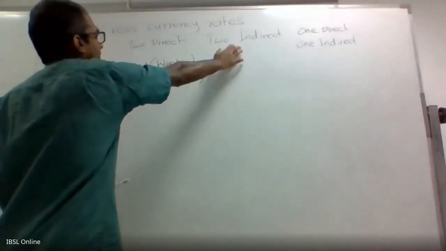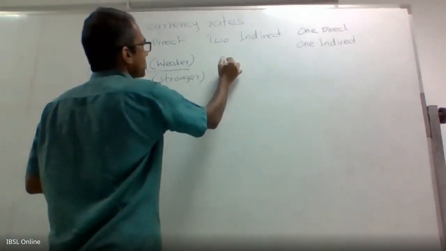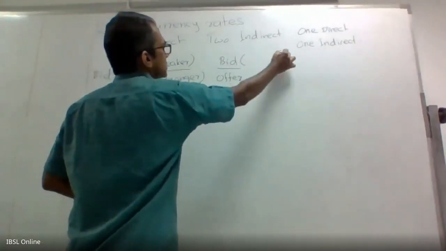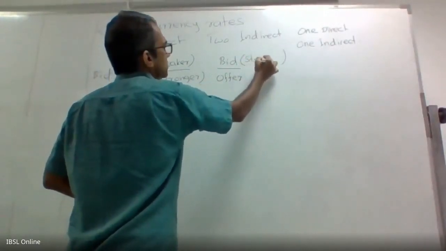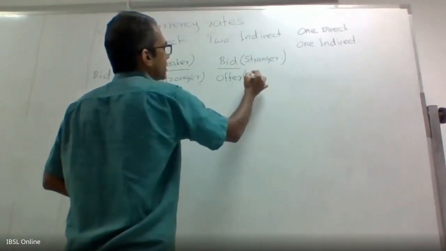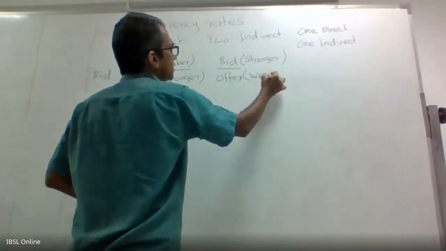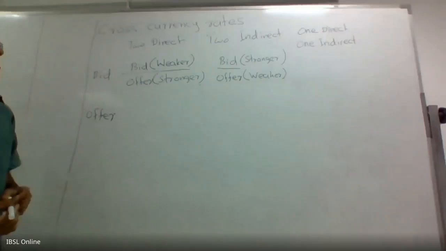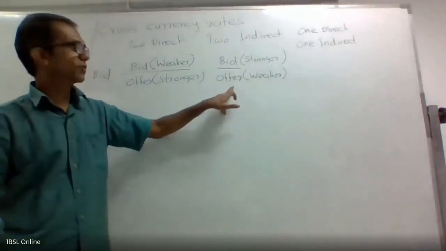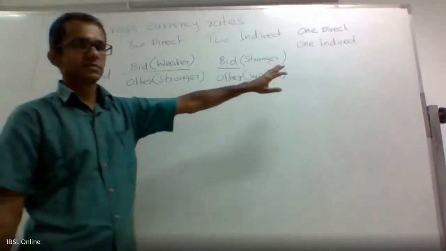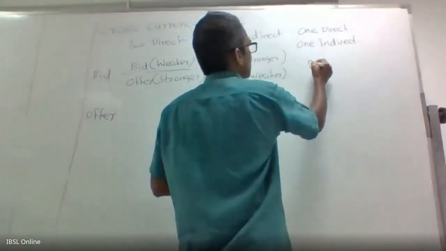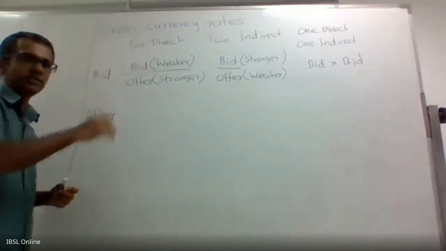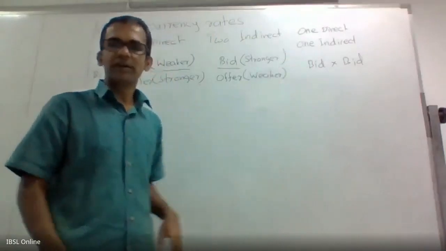Then we have two indirect quotes. Still bid divided by offer. The difference is the bid of the stronger currency divided by the offer of the weaker currency. When we have one direct quote and one indirect quote, just multiply the two bids, bid into bid.